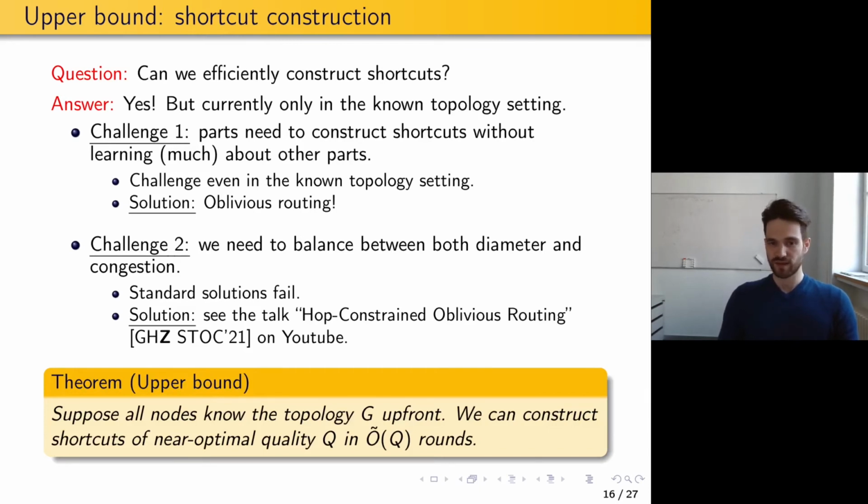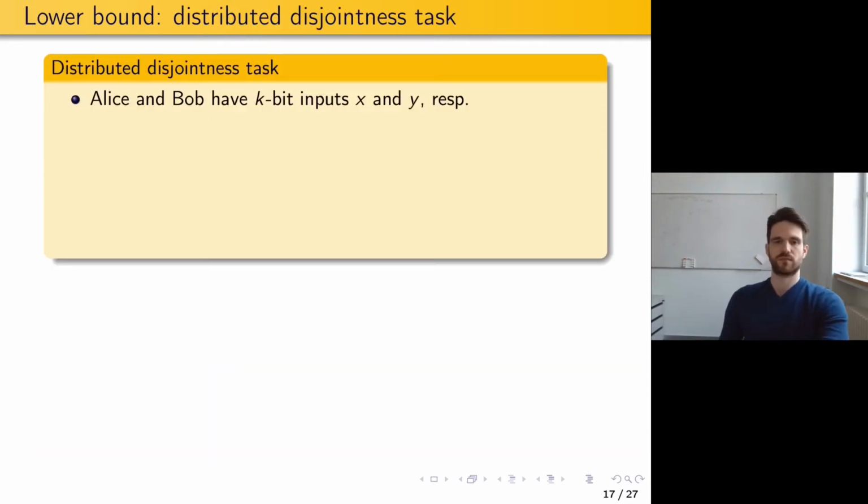So putting these things together, we have the following theorem for our upper bound. Suppose that all nodes know the topology of G up front, then we can construct shortcuts of near optimal quality Q in order Q many rounds. And consequently, we can also solve the minimum spanning tree in shortcut quality rounds. We now turn to the lower bound side of things.